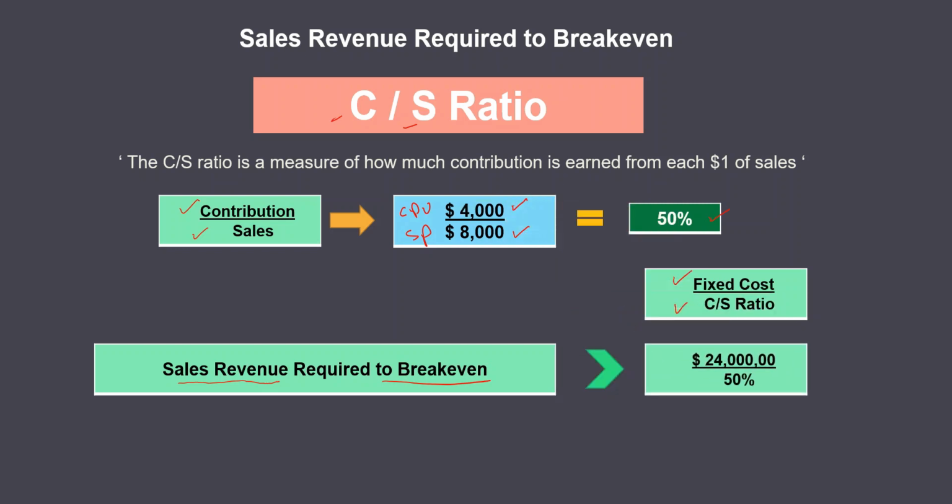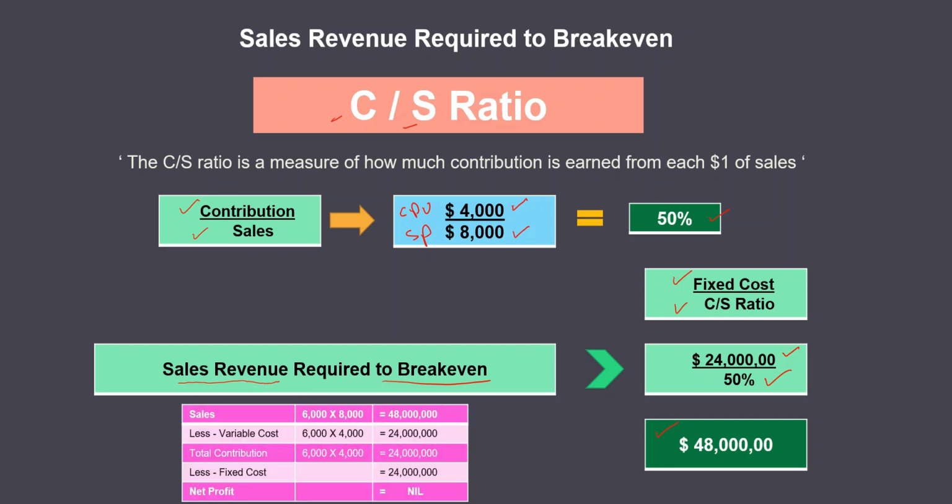So in our previous example, we had a fixed cost of 24 million. So what is our CS ratio? We already calculated 50%. So what is our sales revenue required to break even? 48 million. So if you earn 48 million, you will make no profit, no loss. Neither profit nor loss.